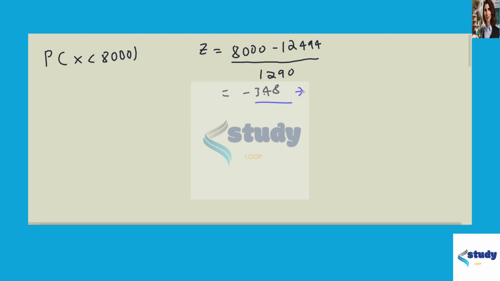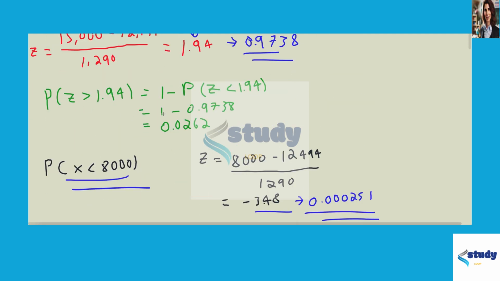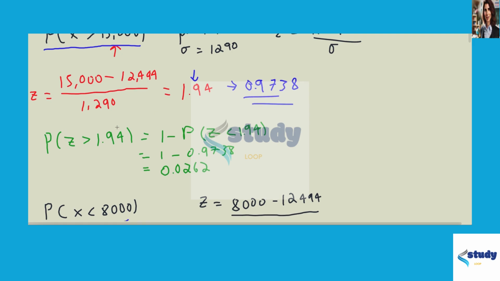Now this has a corresponding probability of 0.00025, I believe. And that is our final answer, because this is less than. So we do not have to rearrange it like in the first part of the problem.